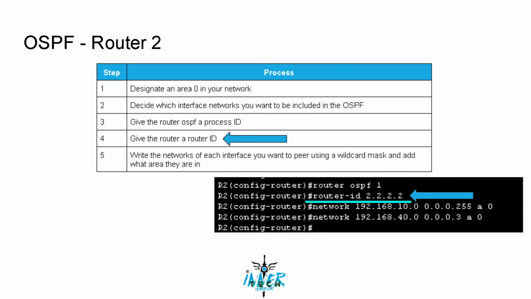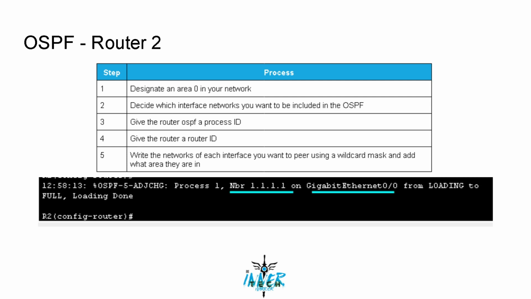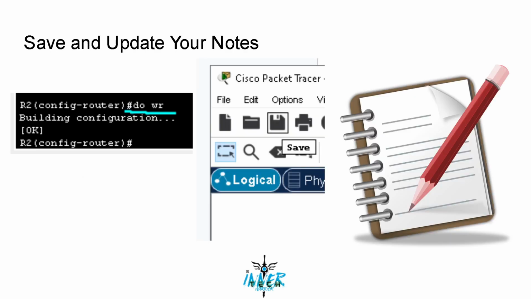Next, the router ID, which for this router, since it's router 2, will be 2.2.2.2. Finally, the two directly connected networks on the router interface we want to advertise, followed by the wildcard mask and the area 0. Notice a log tells us that we already started sharing routes with router 1. It might take a little bit for this log to appear, but if you sit at that terminal, you'll see it pop up. Save and update your notes.